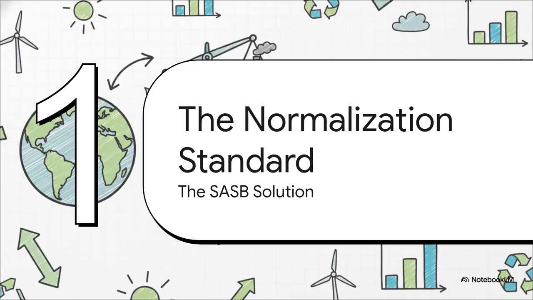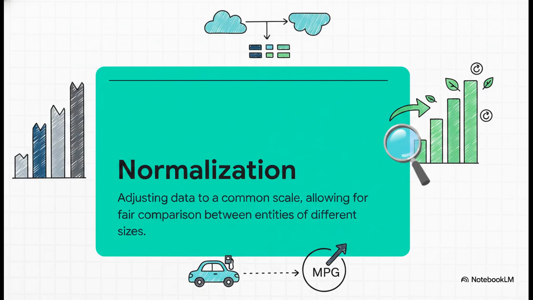Well, thankfully, we don't have to invent something from scratch. There is a standardized solution, and we're going to dive into the really powerful framework provided by the Sustainability Accounting Standards Board, or SASB for short. The key concept we need to wrap our heads around is normalization. So what is it? It's just the process of taking that raw data and adjusting it to a common scale.